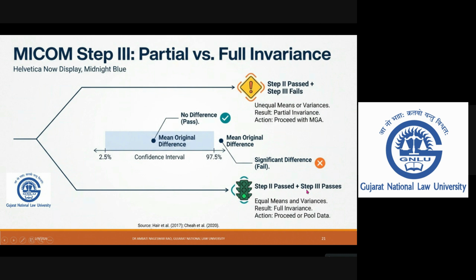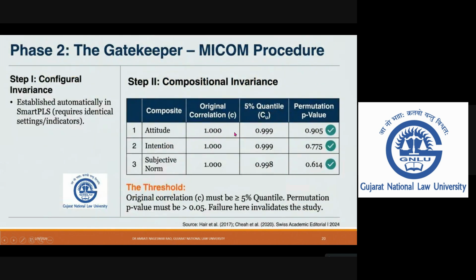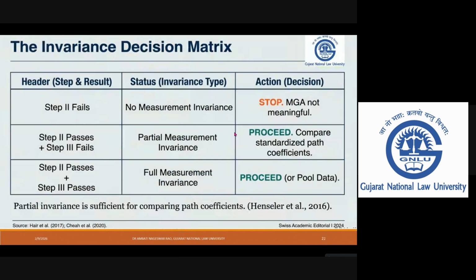But if you get the pass, if you are able to get equal means and variances, that is known as full invariance. If you are getting success in step number 1 and step number 2, that is called partial invariance, but still we can go ahead with conducting multi-group analysis. If I'm getting step number 1, 2 and 3 success, it is known as full invariance. These are the 3 important steps as a part of MICOM. We have to see that.